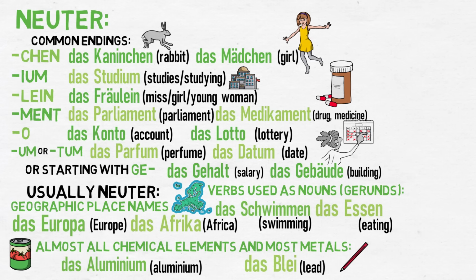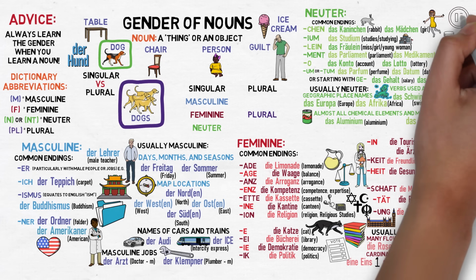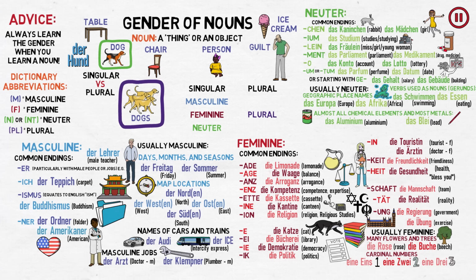So, there you have it. Some rules that can help you memorise the genders of nouns. But the best way is still to learn it when you learn the word for the first time. It's a good idea to pause the video now to make a note of the common rules.